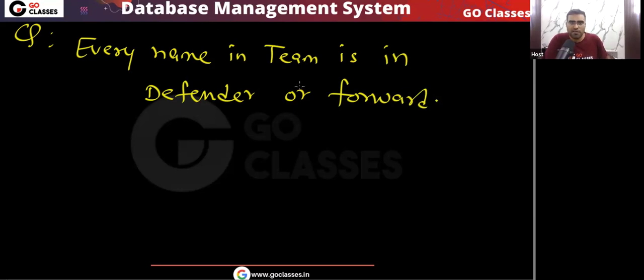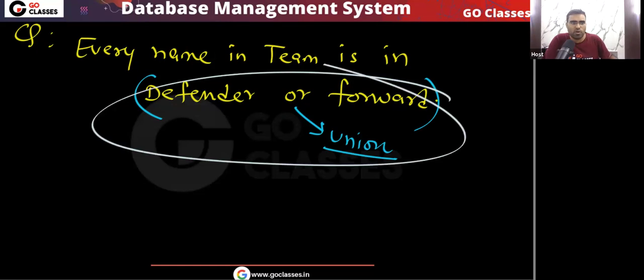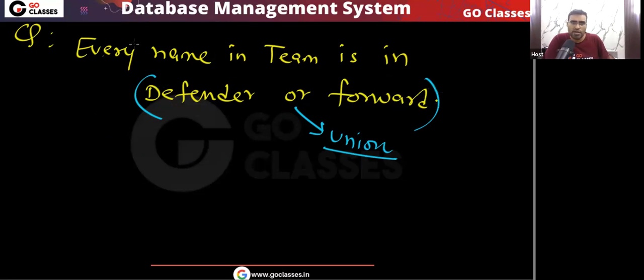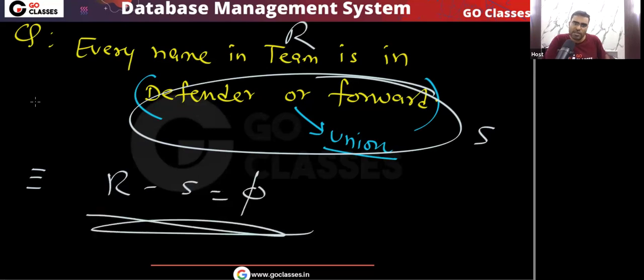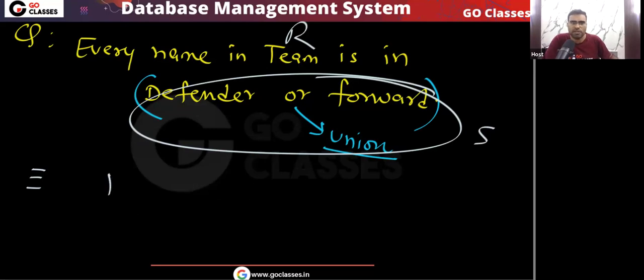Now you can easily see. First of all, tell me, every name in team is in defender or forward. What does this mean? Or means union. Do you agree? So every name in team is in the union of defender and forward. Now every element of team is here, then what should happen? Like R and S, every element of R is in S, then R minus S should be phi. Yes or no?